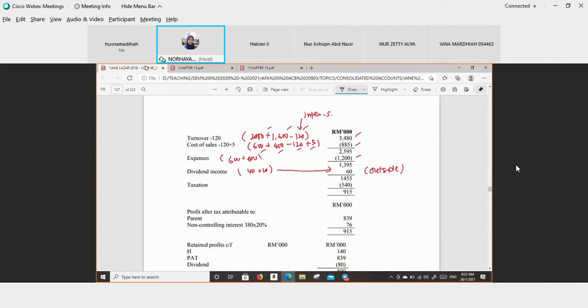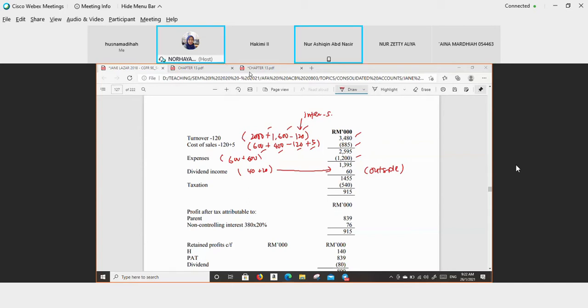Okay, from outside investment. You must understand dividend is actually you get income from your investment. That's dividend. So the rule of thumb, when preparing the consolidated accounts, any intercompany transaction should be eliminated from the group accounts. So that is why dividend from Sway cannot be part of your group profit or loss. Faham tak?